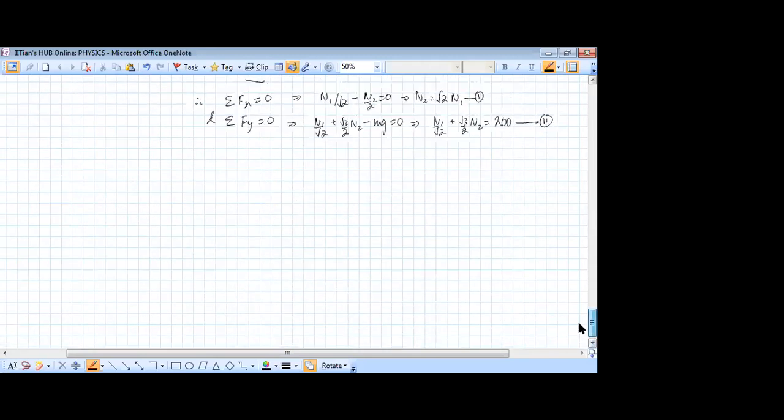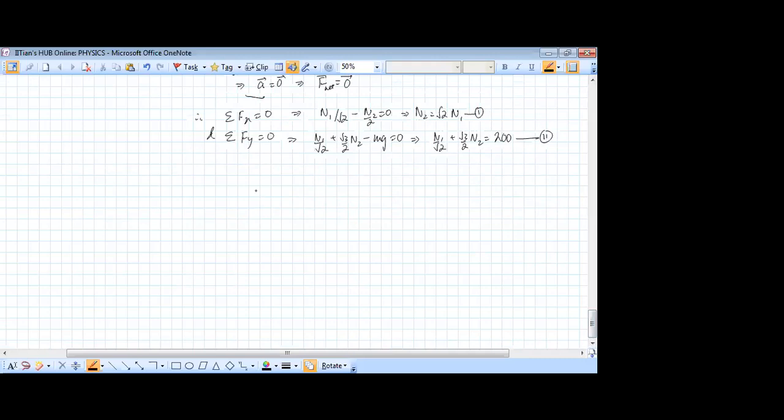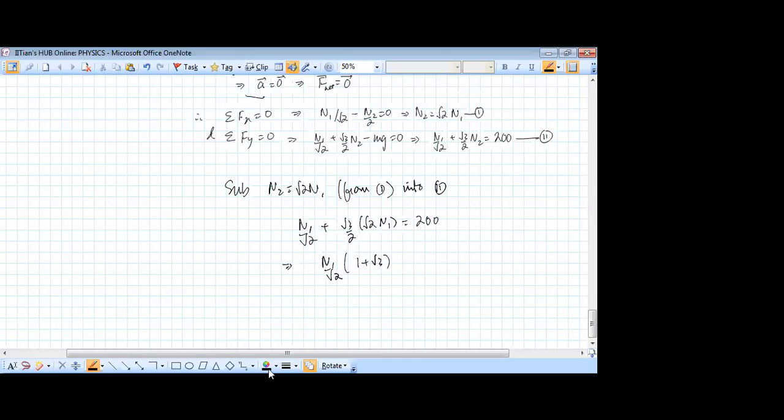Okay, now solving is pretty simple. What we'll do is substitute this in equation. Okay, so substitute N2 equal to root 2 N1 from equation 1 into equation 2. So we'll get N1 by root 2 plus root 3 by 2 N2, which is root 2 times N1, is equal to 200. So we can see N1 by root 2 times 1 plus root 3, because we cancel this. Okay. So this is equal to 200.